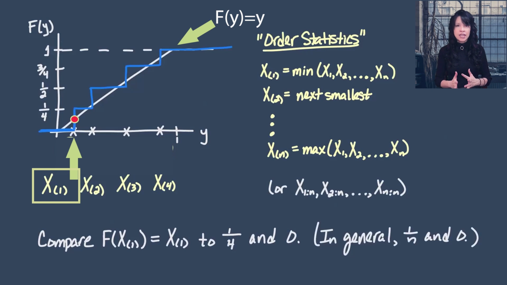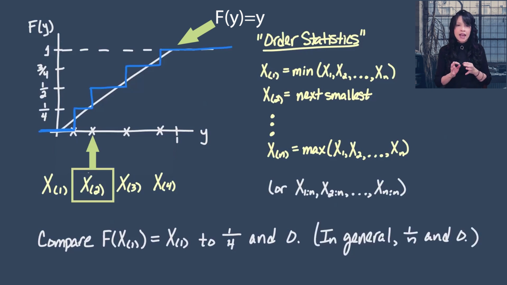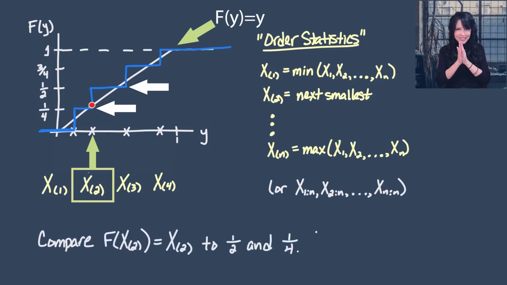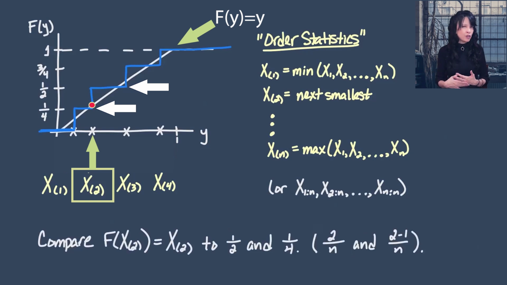Similarly, on this picture, if I look at x2 in parentheses, F of x2 in parentheses is right here. It is this point on this line, y equals x. And I want to compare it to this height of 1/2 and down here to this height of 1/4. In this picture, it's clearly further away from 1/2 than it is from 1/4, but that's what we want to do in general. So let's compare the CDF at the second order statistic. And because the CDF, capital F of x, is x, this is just the second order statistic. I want to compare this to 1/2 and 1/4, but more generally to 2/n and (2 minus 1)/n.